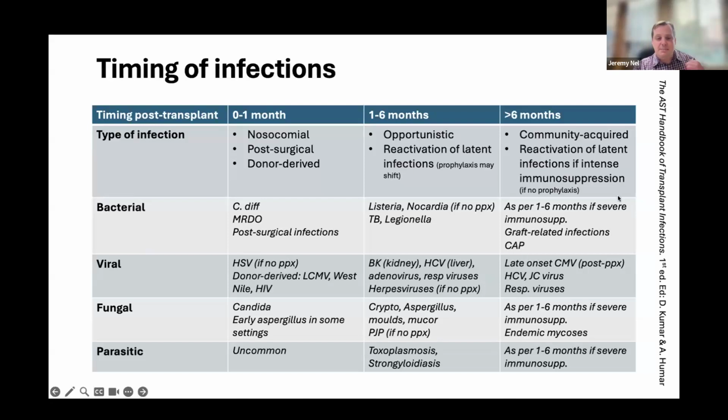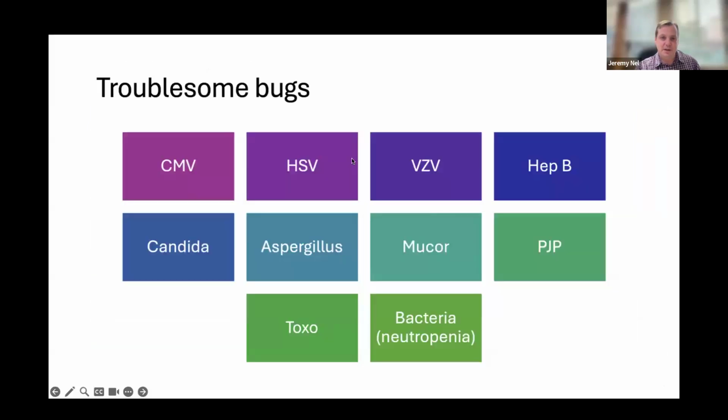But if you end up with rejection or if you're on high-dose immunosuppressives, you can still move back to that 1 to 6 month point where you get all these weird opportunistic infections. These are the sort of troublesome bugs to care about. There are 4 viruses, 4 fungi, 1 protozoan, and bacteria in general in the neutropenic patients, especially the enteric ones.